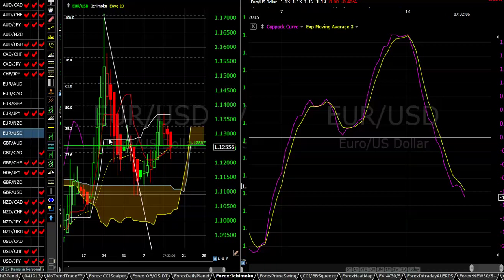A lot of news coming up over the next couple of days, of course, the big one being the Fed announcement, so that will obviously impact the Euro US dollar.